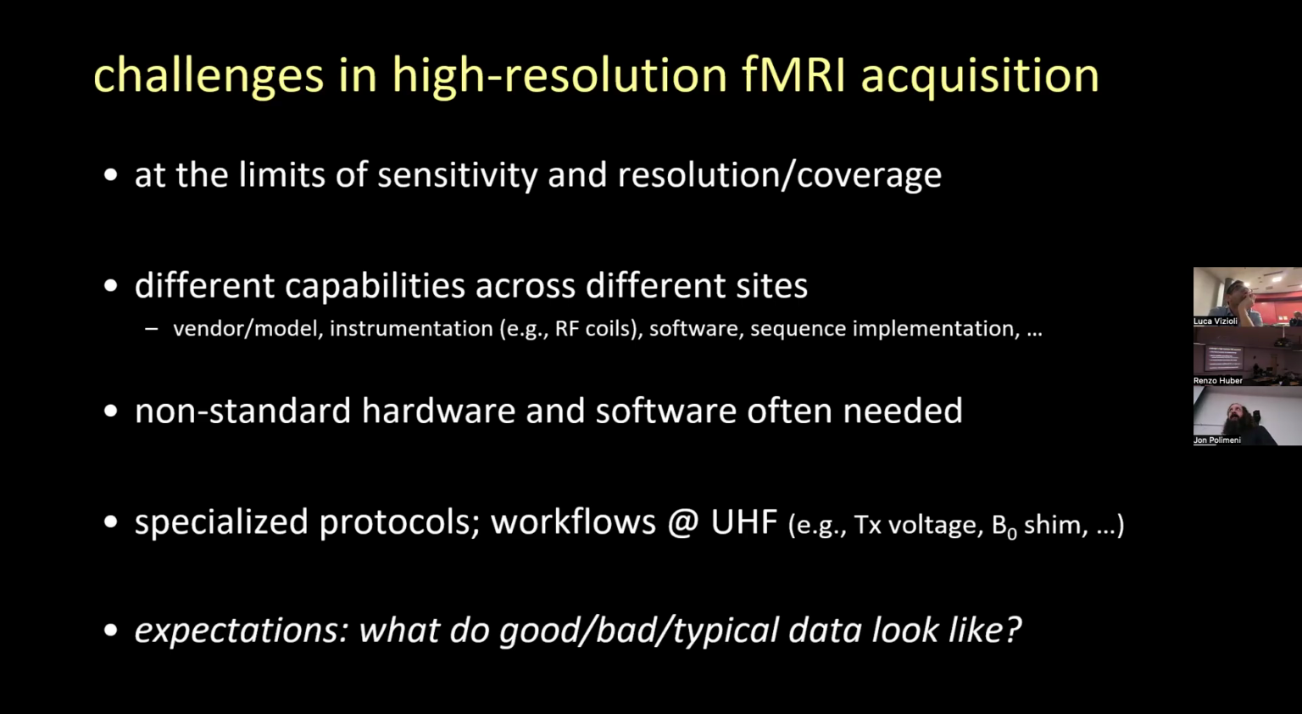I think another thing, especially for newcomers to layer fMRI or high-resolution fMRI, is that a lot of newcomers don't really know what to expect in terms of image quality. Like, what does a good image look like? What does a bad image look like?